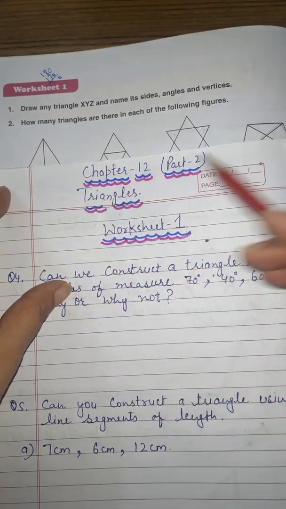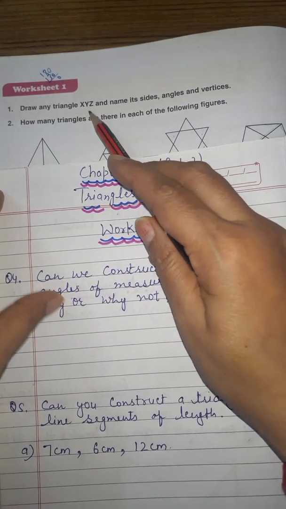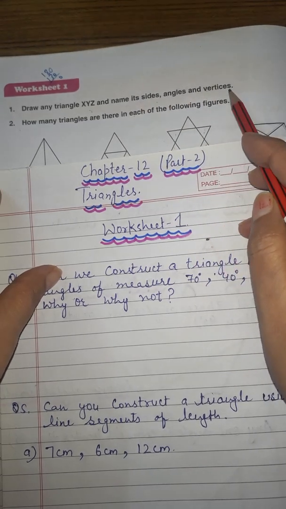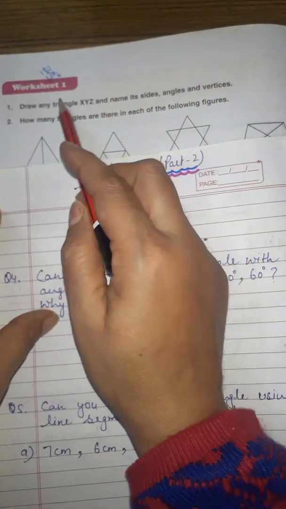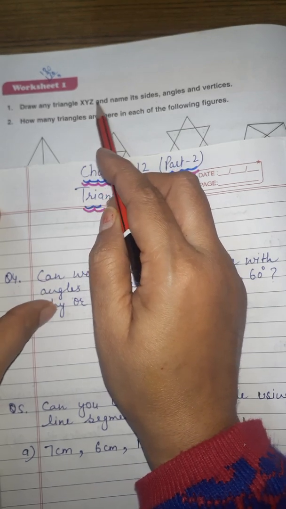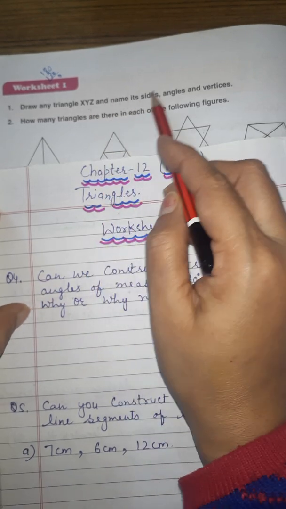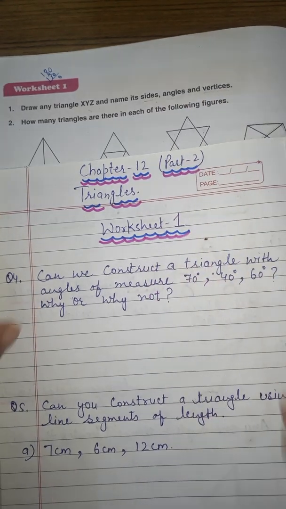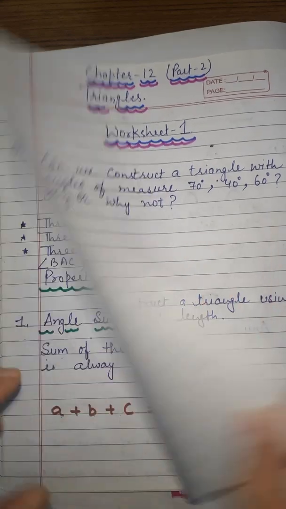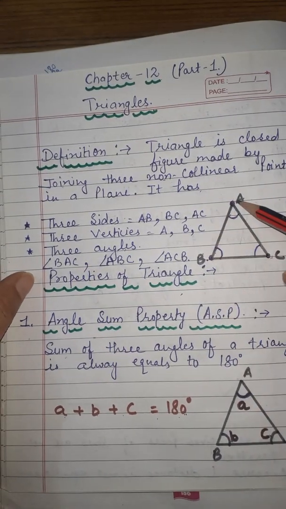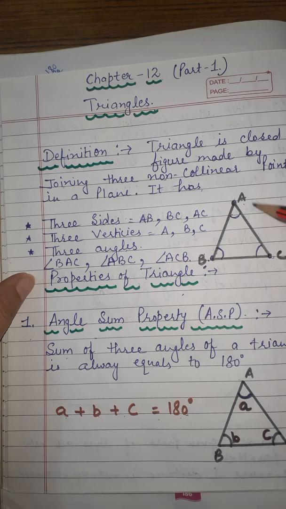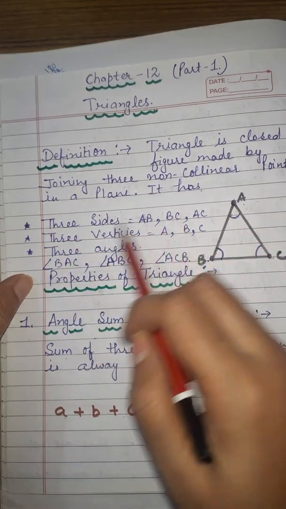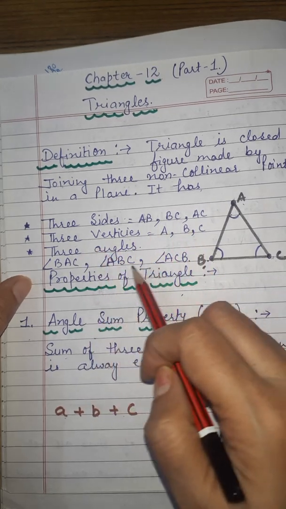Worksheet 1, question number 1 is draw a triangle XYZ and name its sides, angles and vertices. In this question, you have to draw a triangle XYZ of any measure of any type and write the names of its sides, its angles and its vertices, just like we have done in the definition, like ABC. Similarly, you will write the names of the sides, the vertices and the angles.